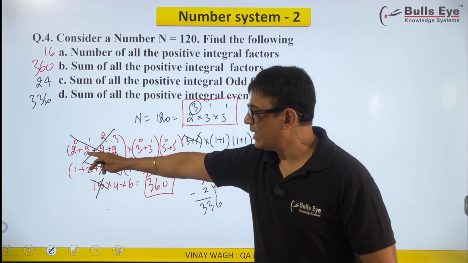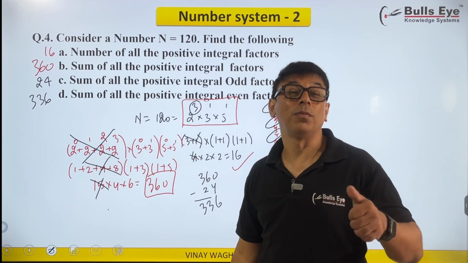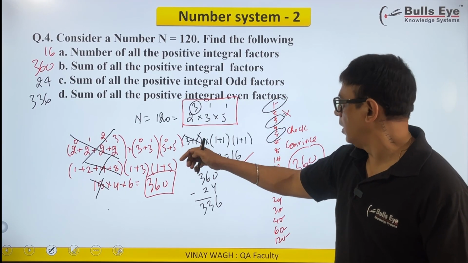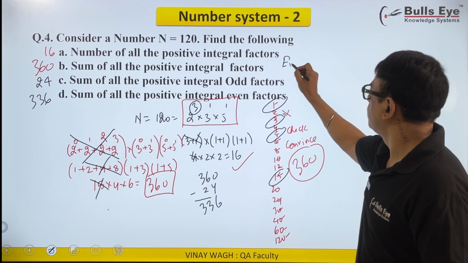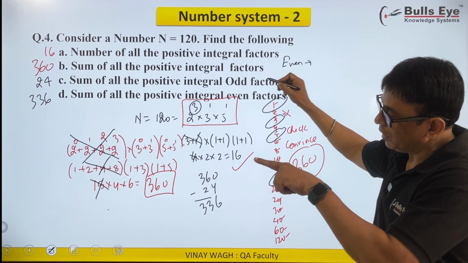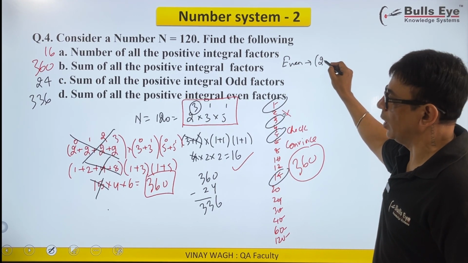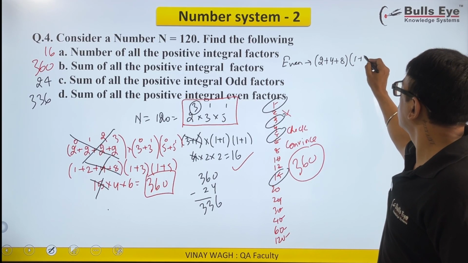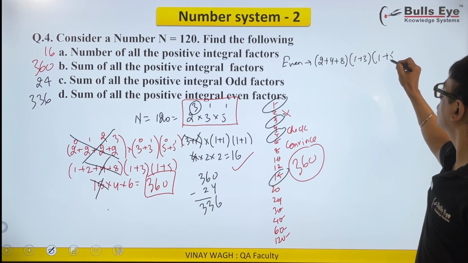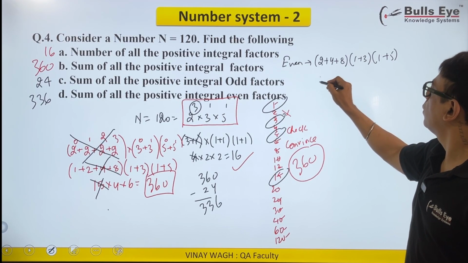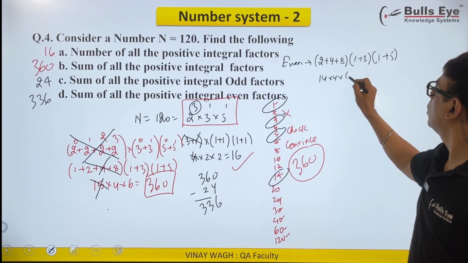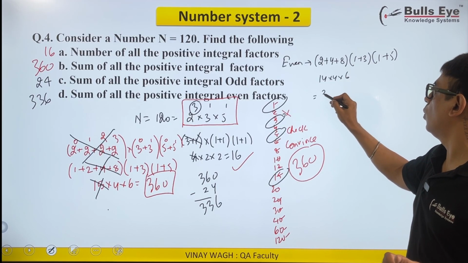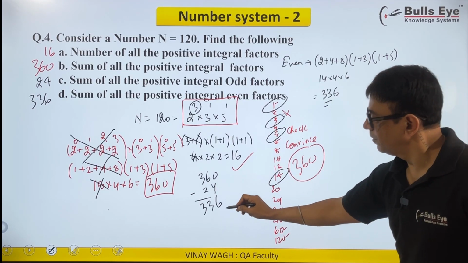It is just that this number 2 raised to 0 turns out to be odd. Anything raised to 0 is odd. You have to omit that. So in the case of even, you have to omit 2 raised to 0. So 2 raised to 1, 2 raised to 2, 2 raised to 3, 3 raised to 0, 3 raised to 1, 5 raised to 0, and 5 raised to 1. So this is 14 into 4 into 6. 240 and 96, 340 minus 4, 336.